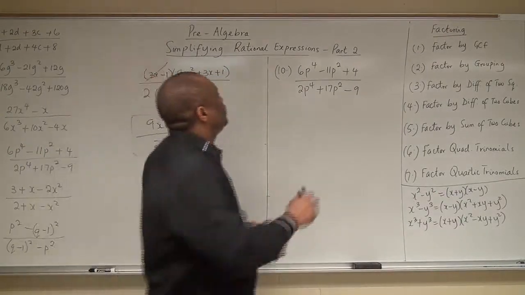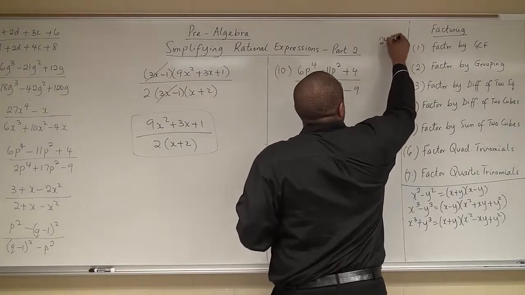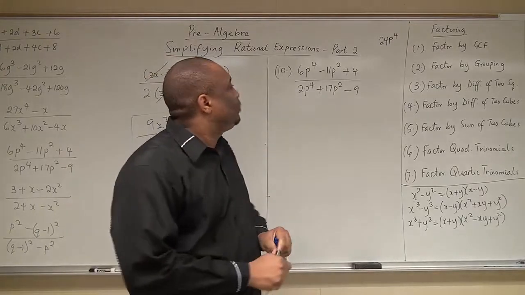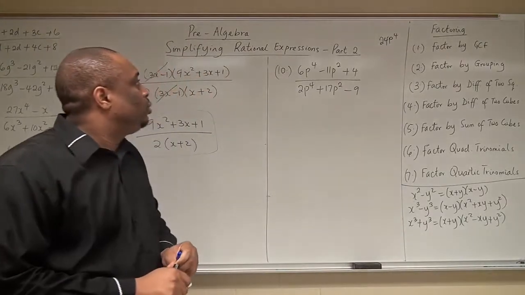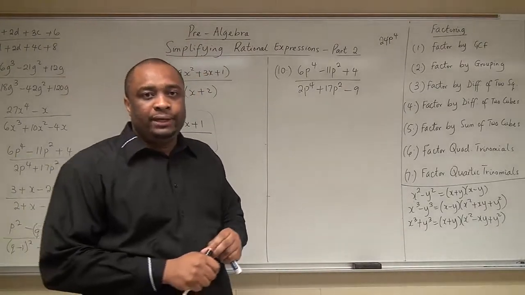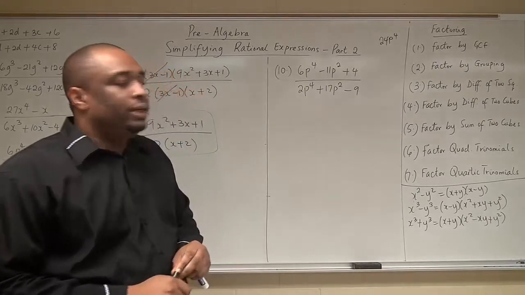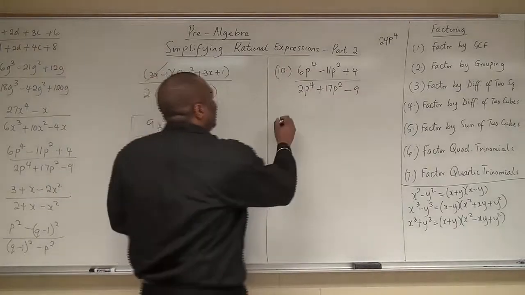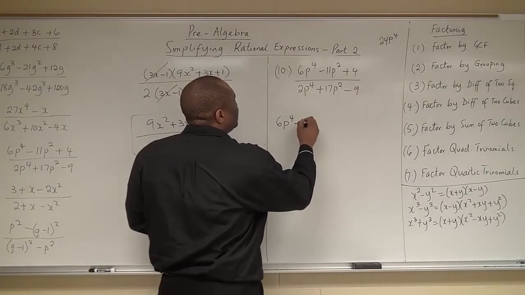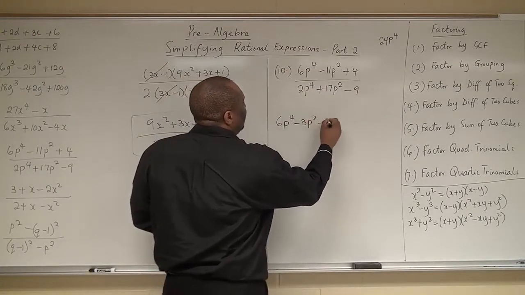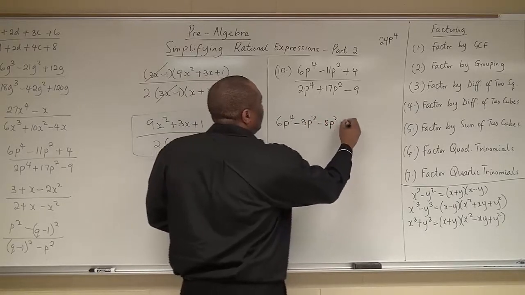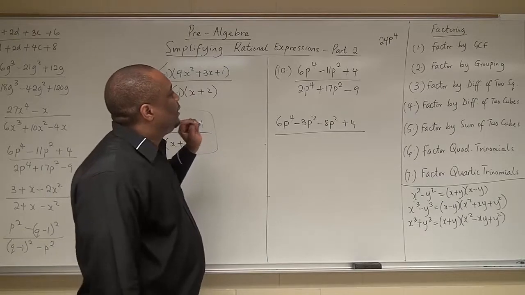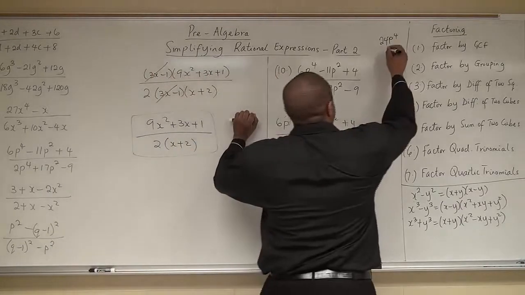6p to the 4th times 4 is 24p to the 4th. Okay, let's see what will work. 1 and 24, no. -1, -24, no. 2 and 12, no. -2, -12, no. 3 and 8, no. -3, -8, yes. So this is 6p to the 4th minus 3p squared minus 8p squared plus 4. All over. This one, 2p to the 4th times -9 is -18p to the 4th.